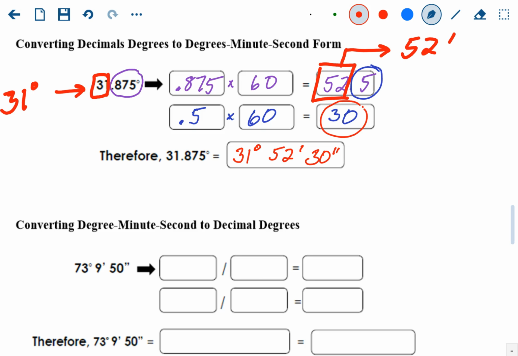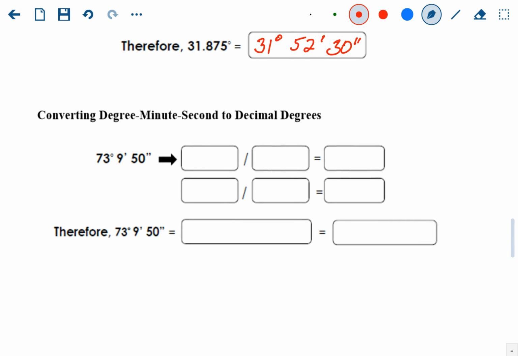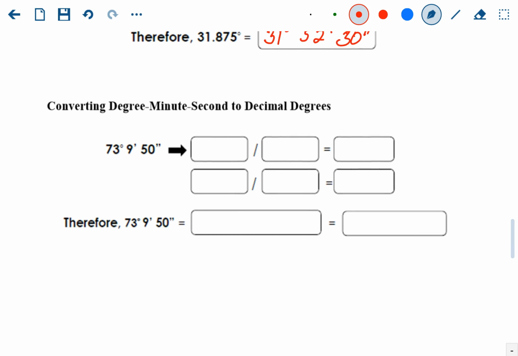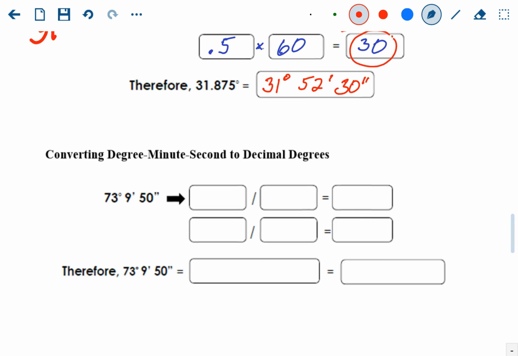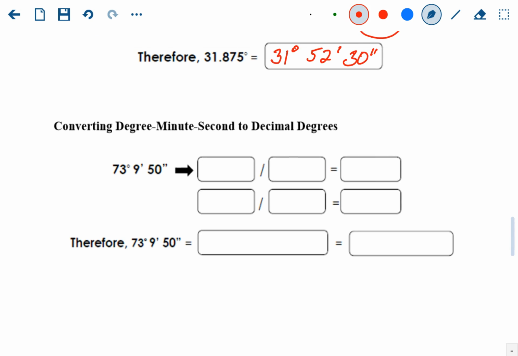Degrees, minutes, seconds. Going the opposite way. Going from degrees, minutes, seconds to decimal form. It's basically the opposite. Before, we were multiplying the decimal part by 60. Converting into decimal form, we're going to use division.